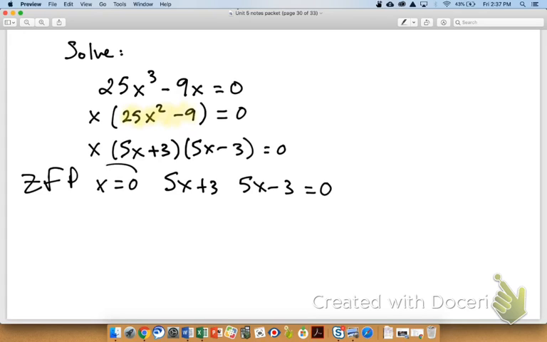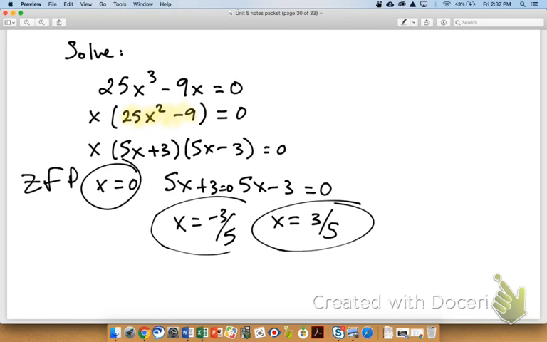And so my first answer is x equals 0. The next one would be x equals negative 3/5. And the last one would be x equals positive 3/5. That's supposed to be a 5. That would be my second and third solutions.